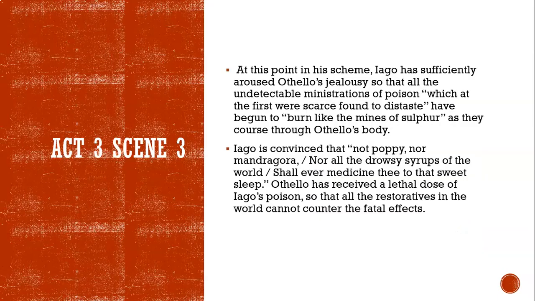So at this point in the scheme, Iago has sufficiently aroused Othello's jealousy so that all the undetectable administrations of poison, which at the first scarce were found to distaste, have begun to burn like the mines of sulfur as they course through Othello's body. So I don't know if you have ever been prone to jealousy. It is a great description of the idea of jealousy.